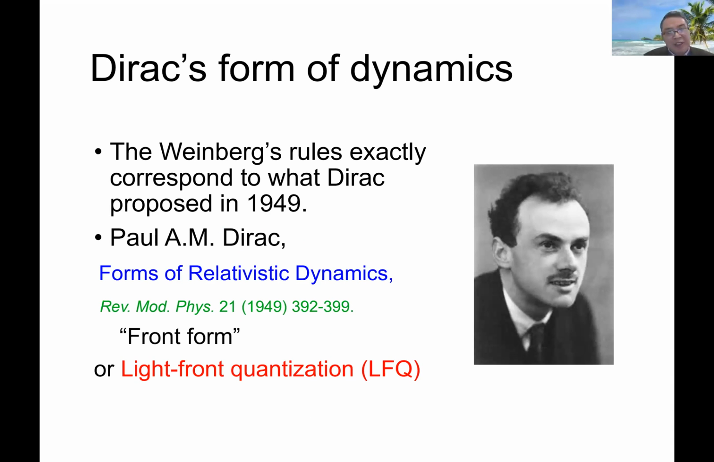And subsequently, people discovered that Weinberg's rules exactly corresponded with what Dirac proposed in 1949. Dirac wrote a paper in Reviews of Modern Physics in 1949 called Forms of Relativistic Dynamics. He actually proposed three forms in which you can do the dynamics, and one of which is called the light front form. This corresponds to what people call light front quantization, or LFQ.